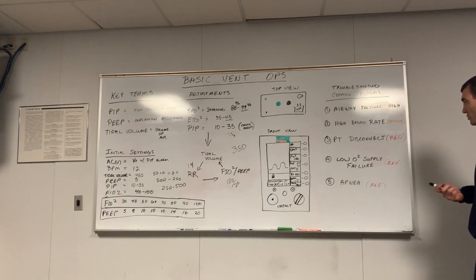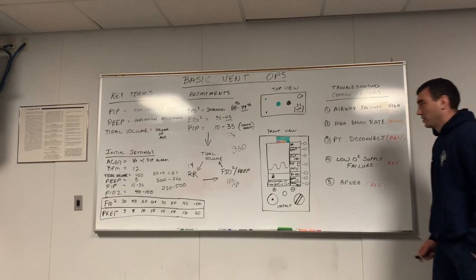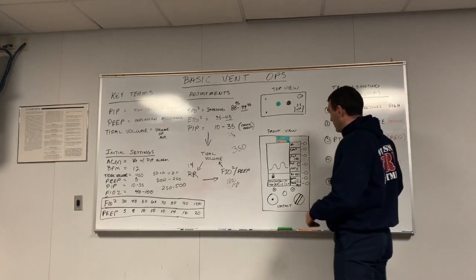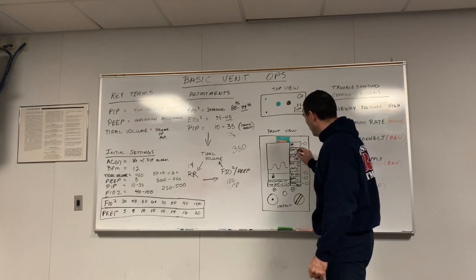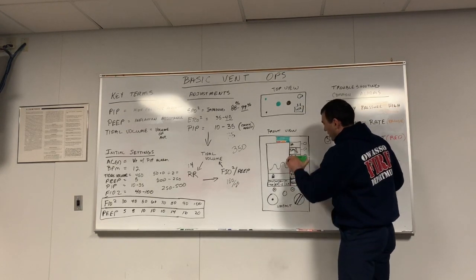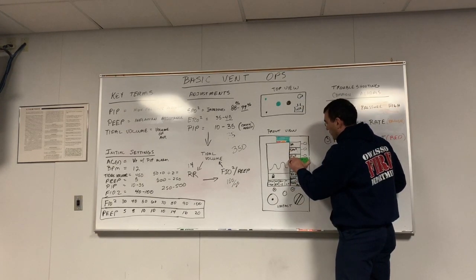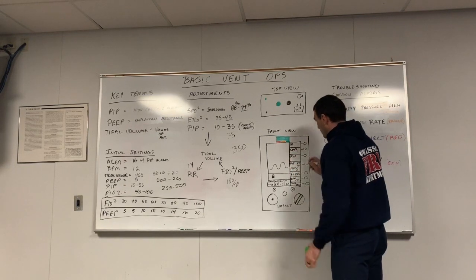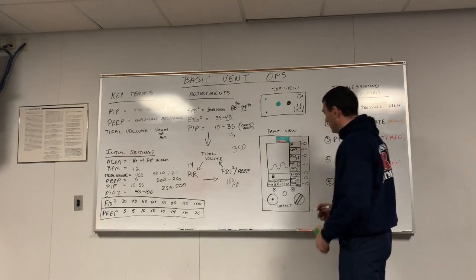Number 4, low O2 supply failure. So this is also a red alarm. The reason this is red is because you've told this to get a certain amount of oxygen and it can't do it. As soon as you first turn your vent on, you'll see a number 21. That's FiO2. You'll see a number 21, which we all know is for room air. It can deliver 21.